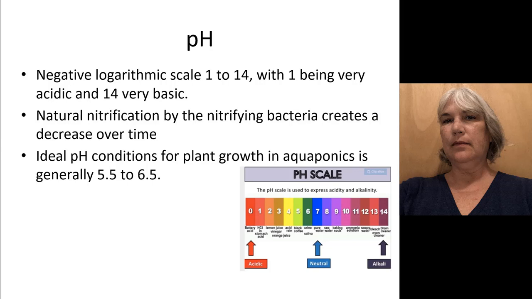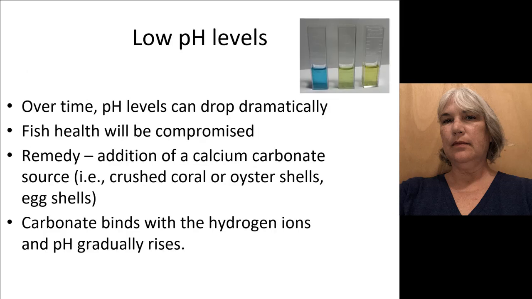Just know that during the nitrification process, for each molecule of ammonia or nitrite, there's going to be 90 molecules of hydrogen that is produced, which means more hydrogen, more acidic. So over time, pH is going to go down, and it can drop dramatically. That will affect the fish health. You'll be able to see if it is deteriorating.